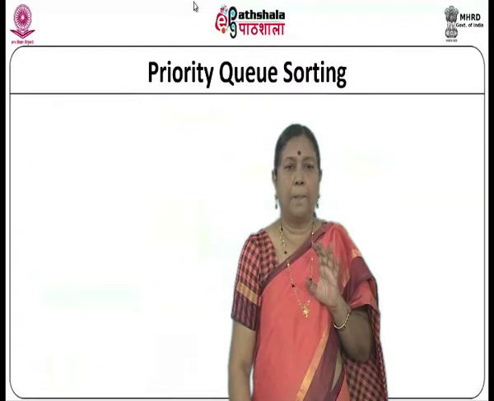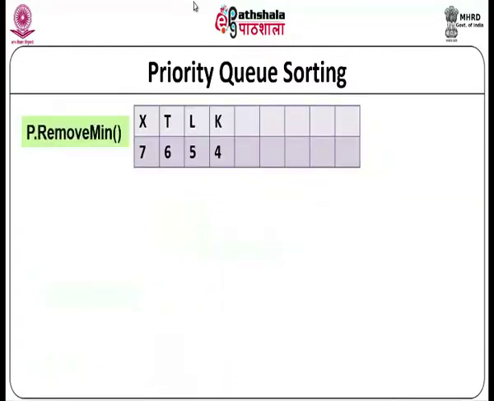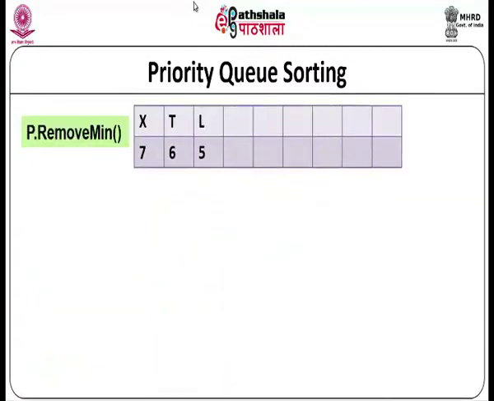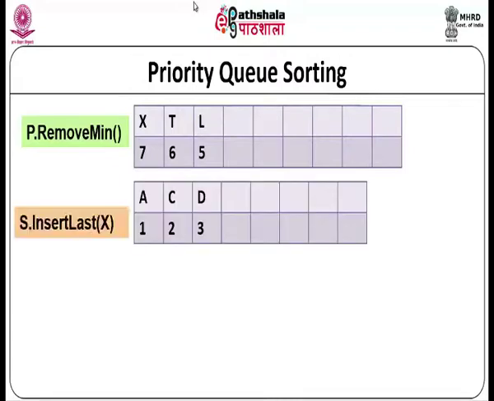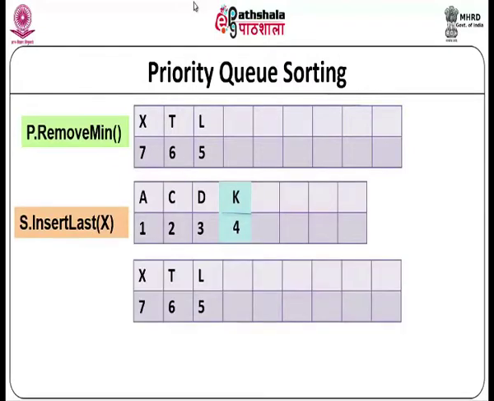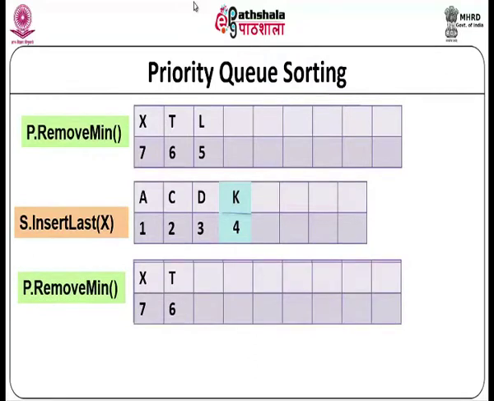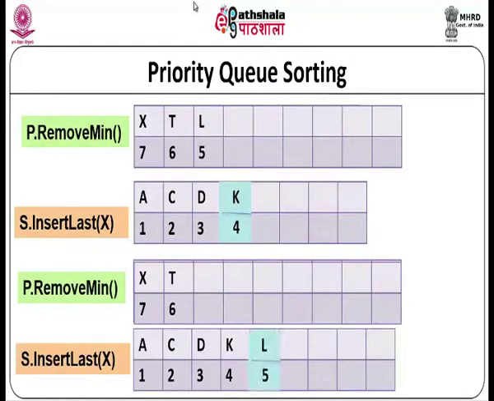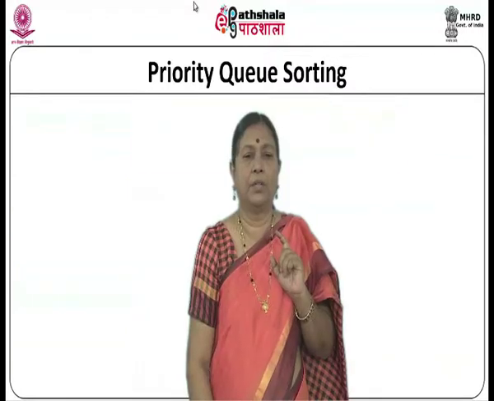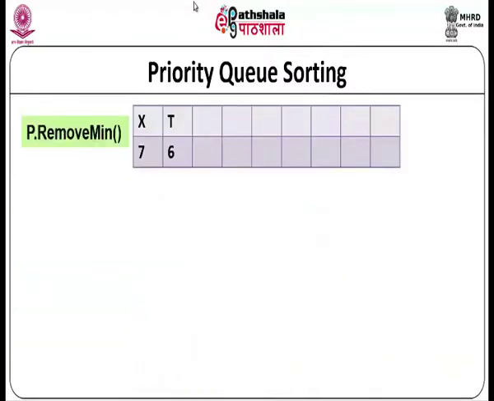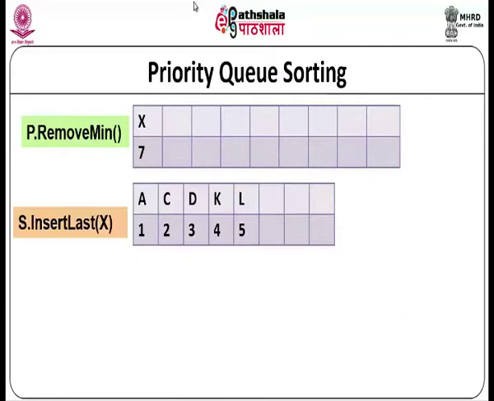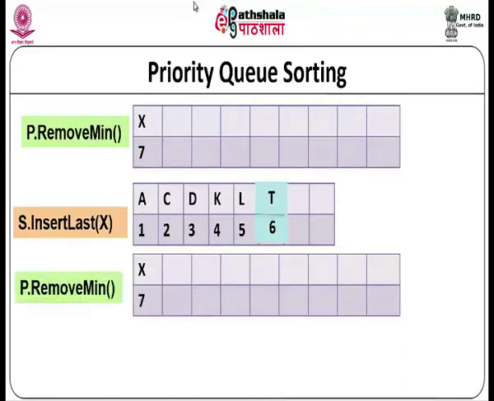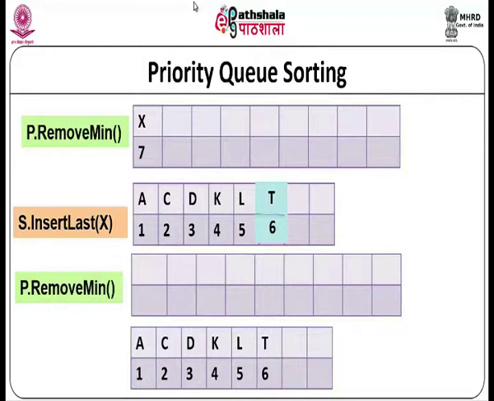Now, we continue. So, I remove min, I am now going to K4. So, K4 is removed from the priority queue and inserted into the sequence. Now, I have to remove L5. So, L5 is removed and inserted, okay, and then we continue. So, now I have this, I remove the min, I have to remove T6, I have to insert it, okay, and then I have to remove X7, and now the priority queue is empty, and I have to insert it. So, that is inserted. Now, the sequence has the elements in order, it is a sorted sequence.